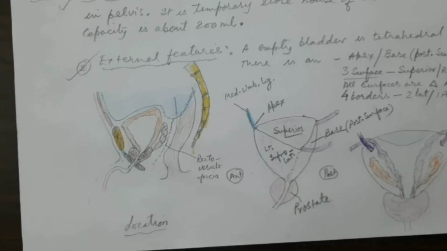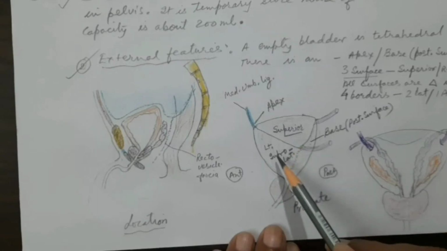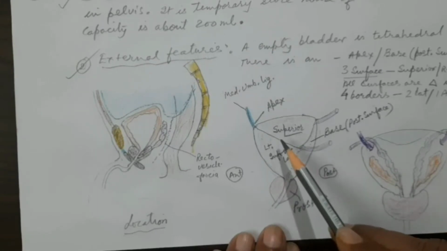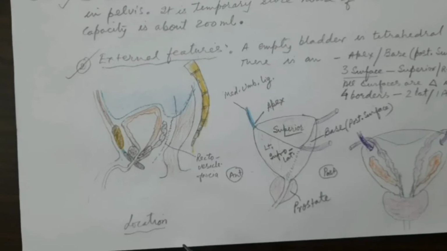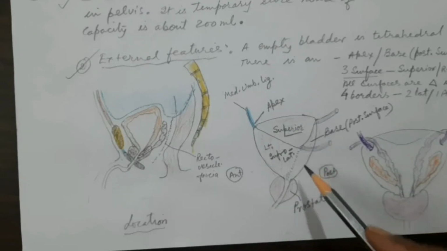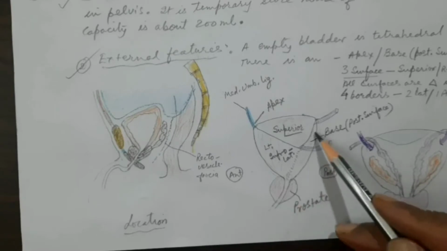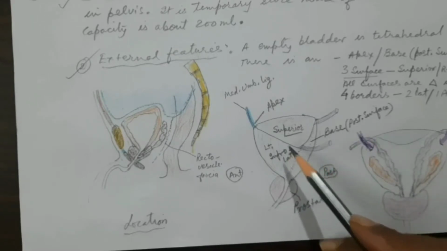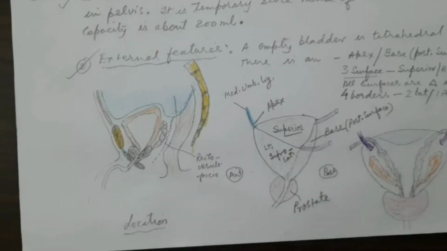So how many surfaces have you learned? Three: one superior, one right infralateral, another left infralateral, and another, the base. You can also call it the posterior surface. If you call the base the posterior surface, then there are four surfaces: one superior, two lateral, and one posterior or base.